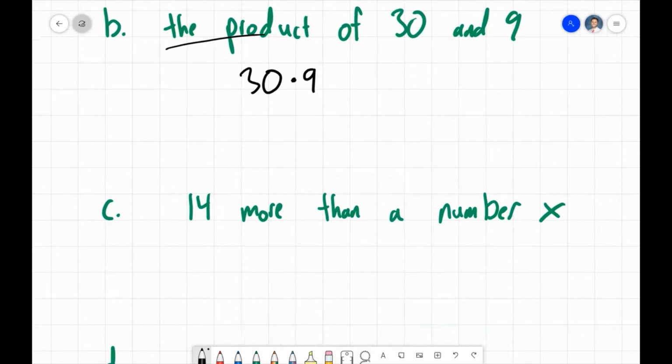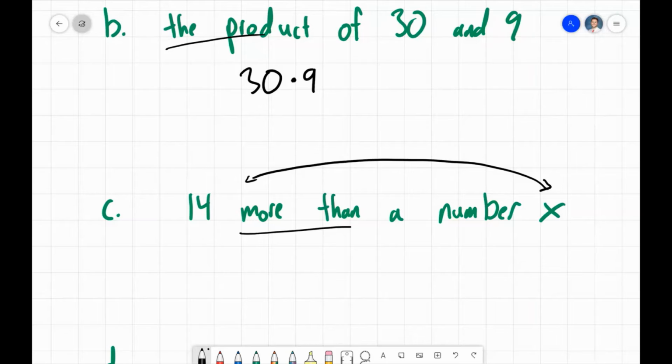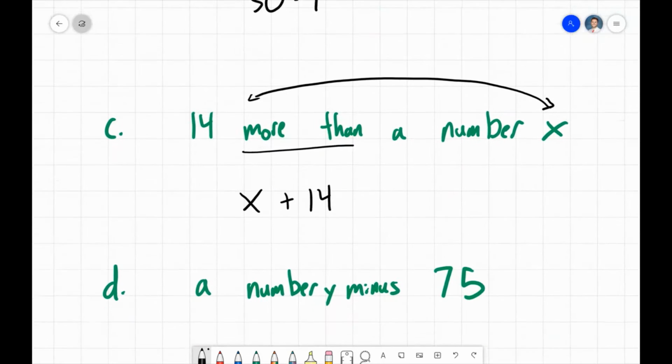Okay, now we're going to get into some algebraic expressions. This one says 14 more than a number x. So again, when we have more than, we're going to flip the order here, right? So we start with a number x, and we want 14 more than that. X plus 14. And this is what is represented by 14 more than a number x.